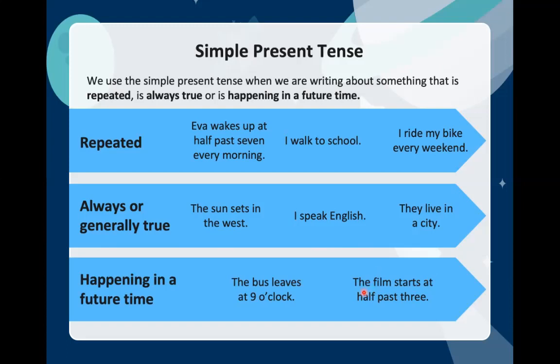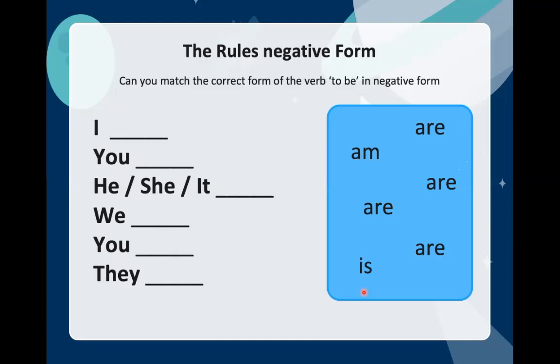All right, let's continue. Now, the rules for negative form. Notice that I put negative form. That means we're going to be talking about the negative form of the simple present today. Now, as in other tenses and other vocabulary, we tend to use the verb to be, ser o estar. In this case, we're going to see it in its negative form, no soy o no estoy.